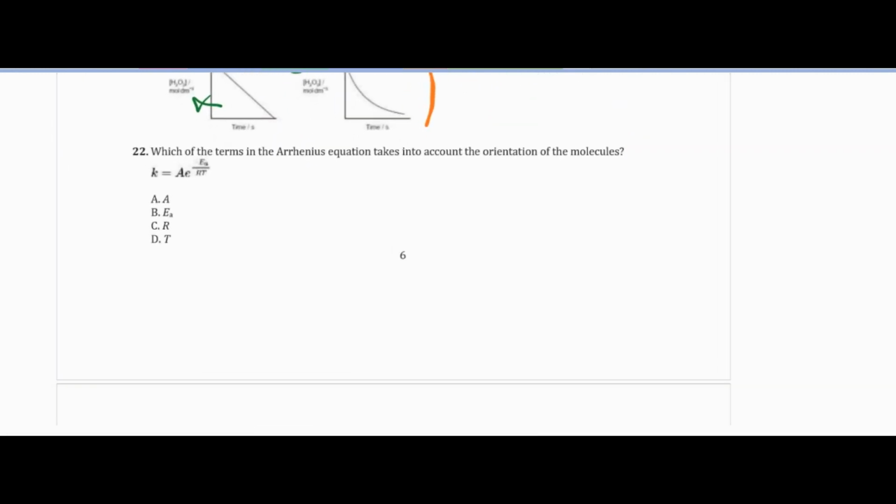22. Which of the terms in the Arrhenius equation takes into account the orientation of molecules? Well, that is A. A is the frequency factor. It's also sometimes called the pre-exponential factor. It takes into account the frequency of collisions and orientation of collisions.